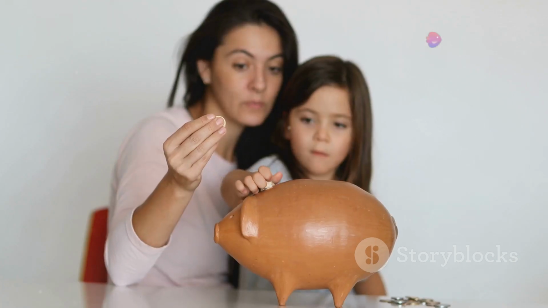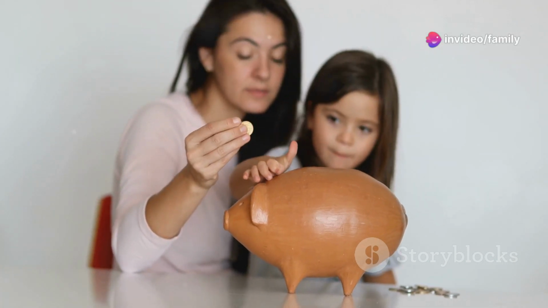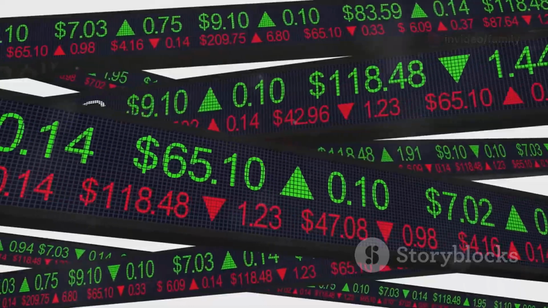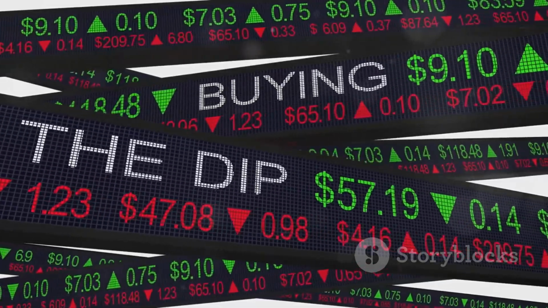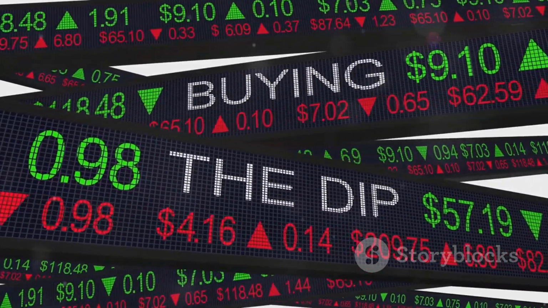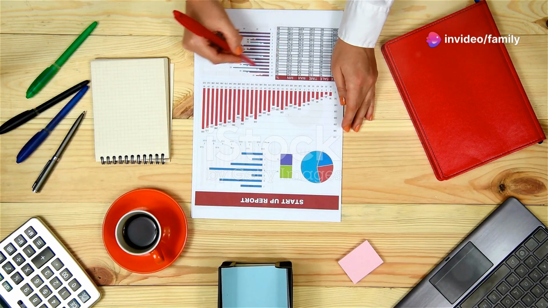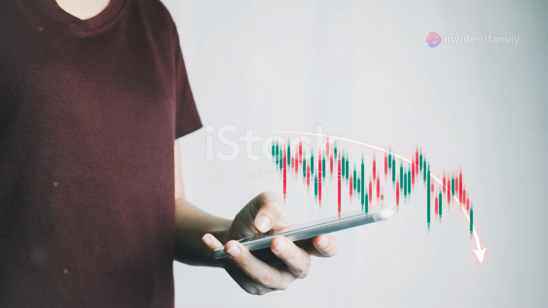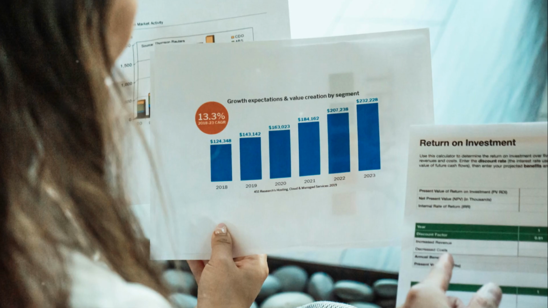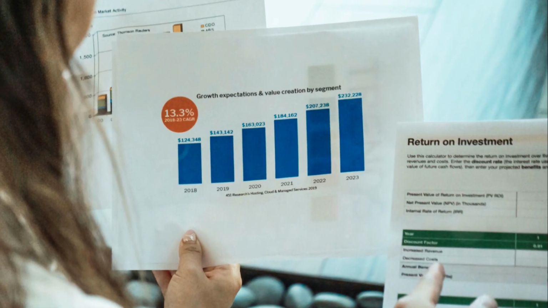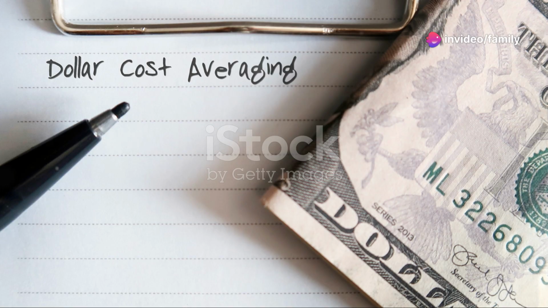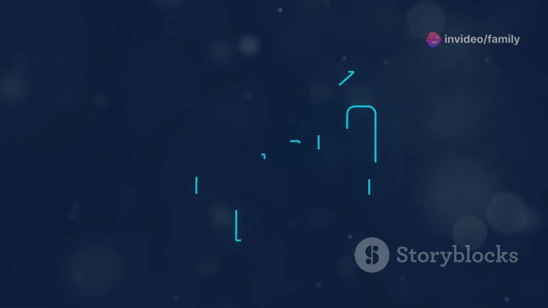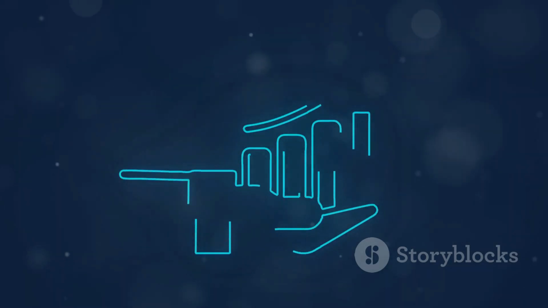Let's look at a quick example. Imagine you decide to invest $500 from your salary each month. In January, the stock price is $50, so you buy 10 shares. In February, the price drops to $40, so your $500 buys you 12.5 shares. In March, the price rises to $60, so you buy around 8.3 shares. By April, the price is back to $50, and you buy 10 shares again. Over these 4 months, you've invested $2,000 and accumulated around 40.8 shares. The average price per share you paid is lower than the average market price over those months. This is how dollar cost averaging can benefit you over time.